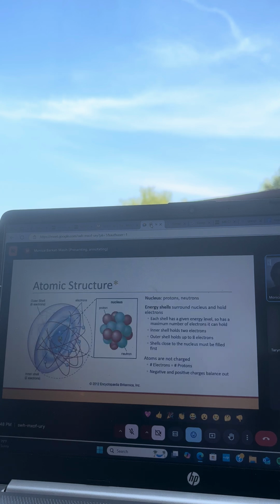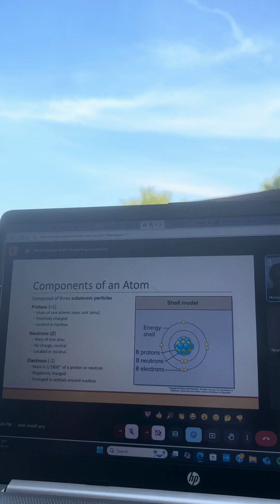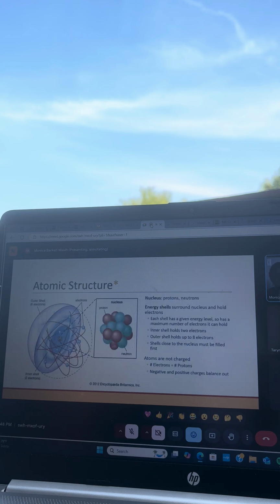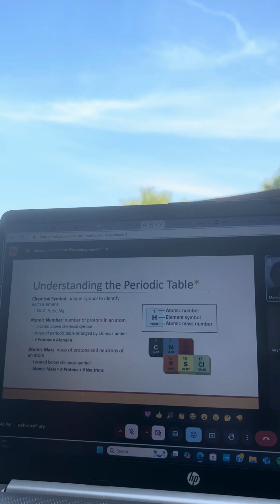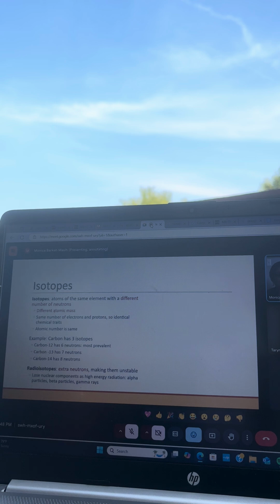You might want to know the structure of an atom. I don't think I need to go through that. You know the structure of the atom, what is a proton, what is a neutron, and electron, and what is atomic number and atomic mass. So atomic number is based on the number of protons, and atomic mass is the mass of protons and the neutrons together. So you might want to know those definitions.